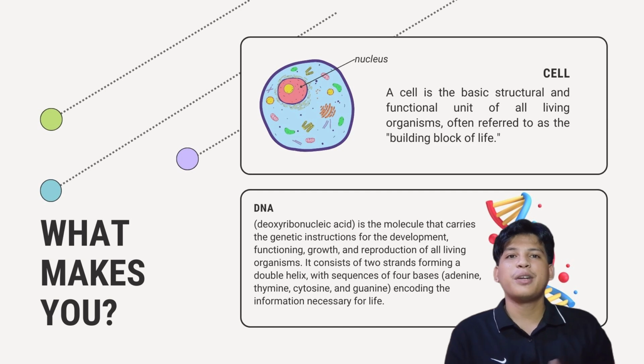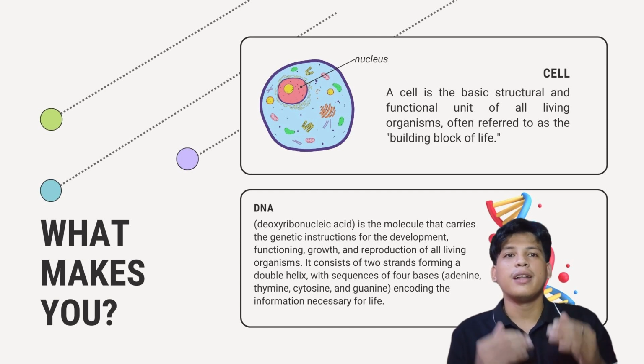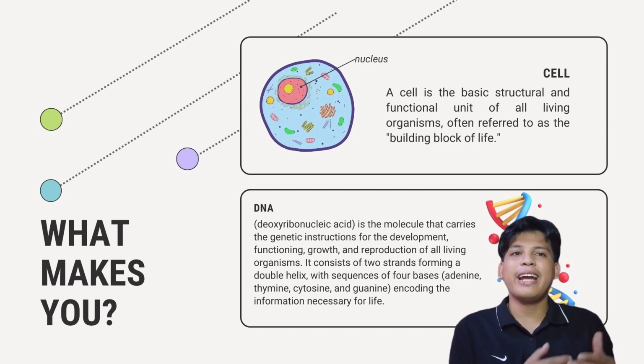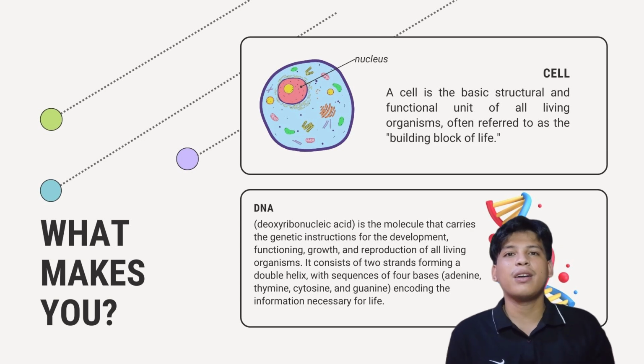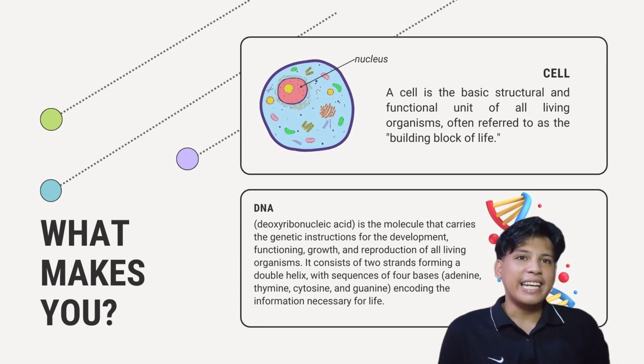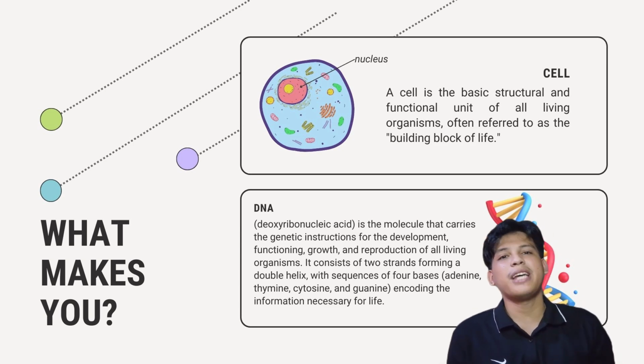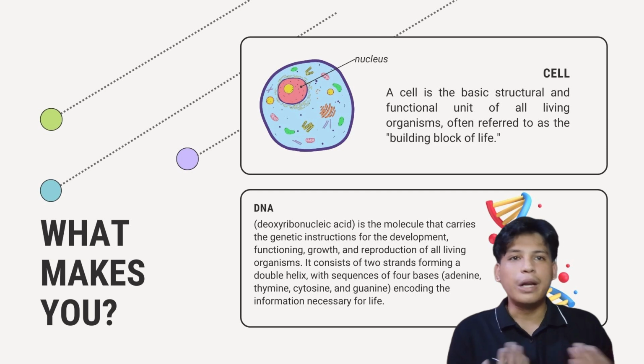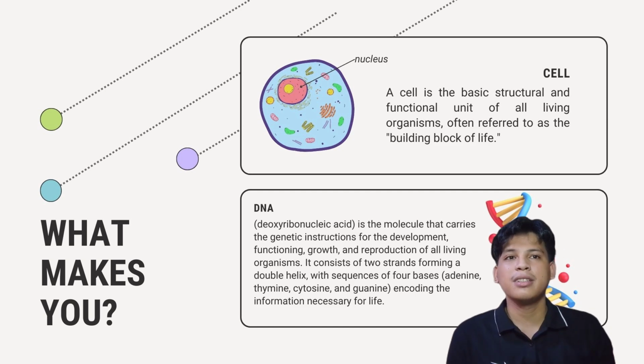First, let's start with what makes you. Inside nearly every cell in your body is something called DNA, our genetic code. This DNA holds the instructions that control everything about us: how we look, how our bodies function, even how our cells grow and repair themselves.